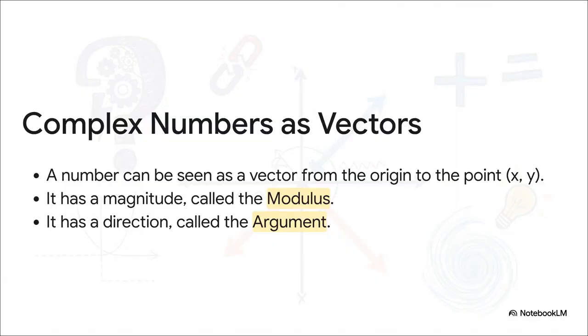This visual approach opens up all sorts of cool ways to think about these numbers. For example, you can picture each complex number as an arrow, a vector, drawn from the center of the graph out to its point. And any arrow, right, has two properties. It has a length, which in this world we call the modulus, and it has a direction, or an angle, which we call the argument.